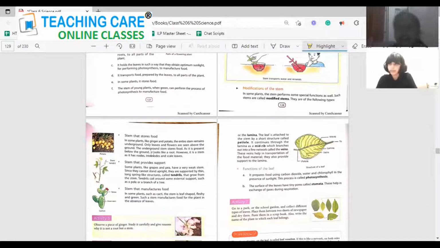Next is the stem that provides support. Have you seen tendrils, like a spring-like thing coming out of the plants? Have you wondered why they are coming out like that?